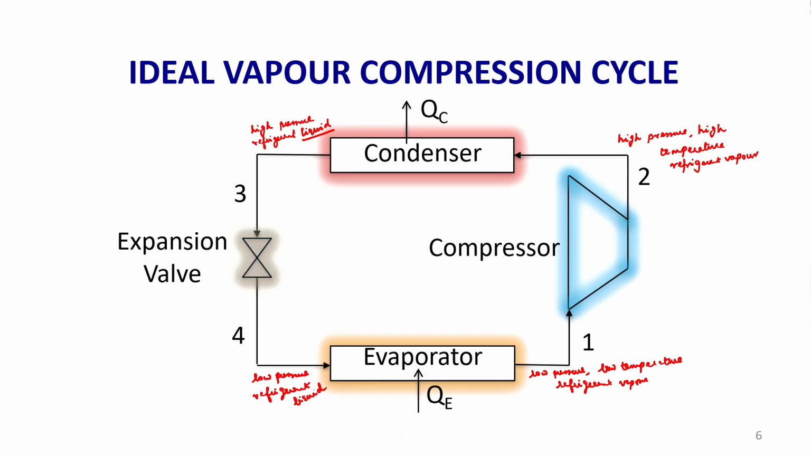There are chances that here it will be in two phase, like 90% liquid, maybe 10% vapor, due to the flashing of the liquid, because there is a sudden reduction in the pressure from the condenser pressure to evaporator pressure. So, once the refrigerant enters the evaporator, it takes the heat.